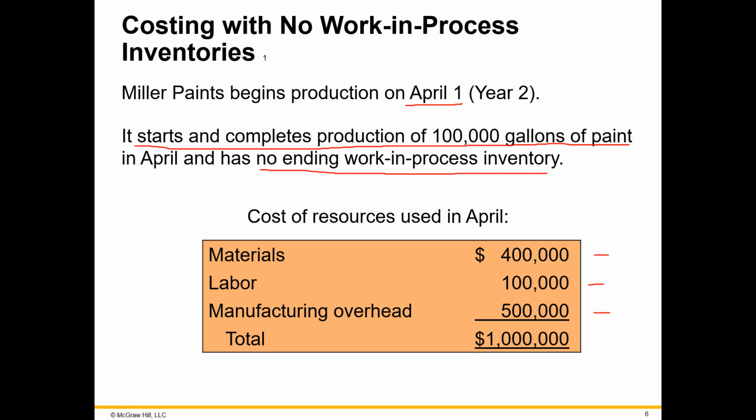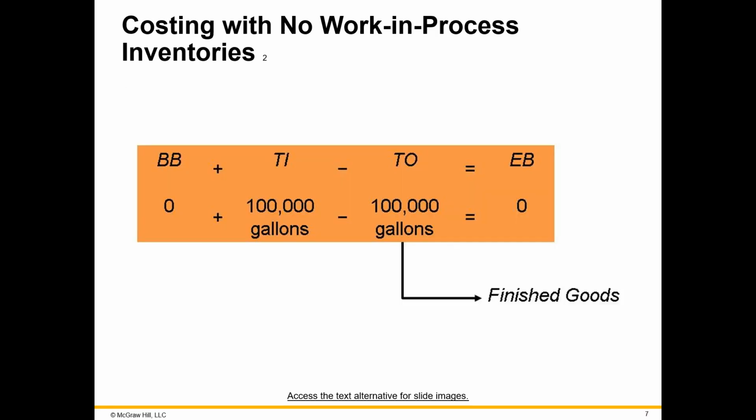So if we apply the number of gallons to the cost flow model, we're going to have transfers in of 100,000 gallons and transfers out of 100,000 gallons. Again, we know that we're transferring out 100,000 gallons because as soon as an item is finished, it's no longer in work in process. It's automatically transferred to finished goods. And so since the fact pattern told us that these 100,000 gallons were finished, we know that we're going to transfer out those 100,000 gallons to finished goods.